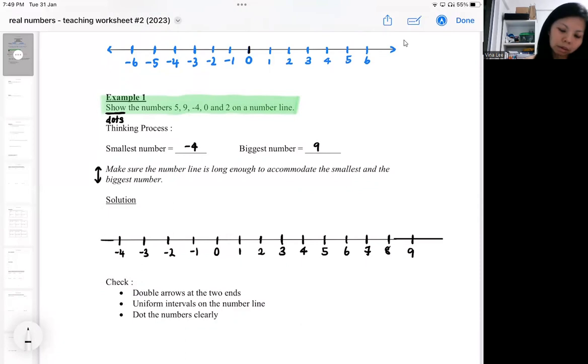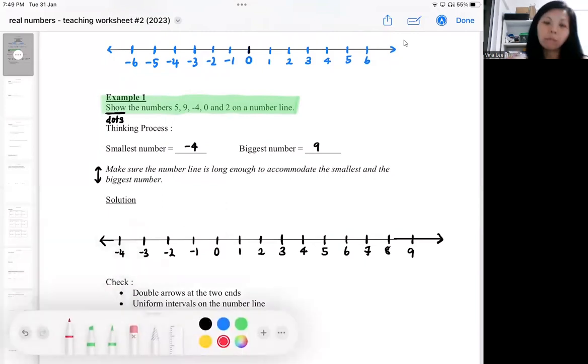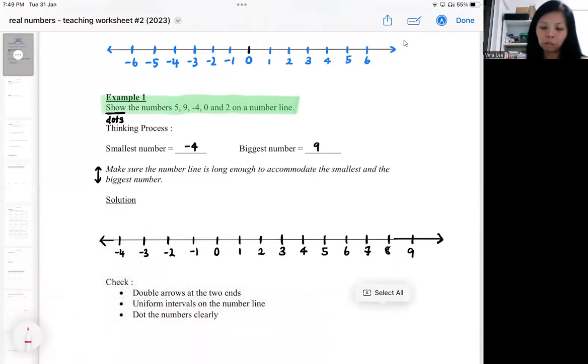So make sure your number line has 2 arrows. The arrow is to show that it can be extended. So how are you supposed to show? Okay, I'm going to be using red color to show, but you cannot. You will be using pencil or ink. So you make sure that your dot is clear enough.